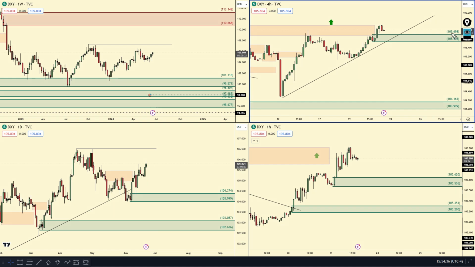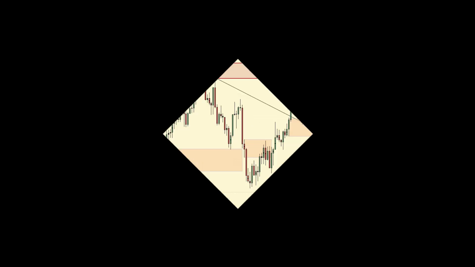As long as these trend lines are holding, I would be expecting the US dollar to continue to go up. If we in fact break this upward trend line on the 4-hour chart, then at that point we kind of have to second guess how strong the US dollar really is.